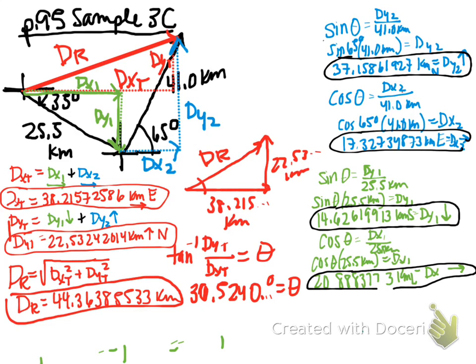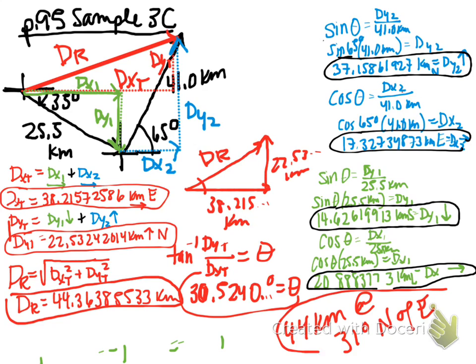Okay, so the magnitude of the angle is 30.5204. What's the heading? North of east. Yeah, north of east. So our final answer, and we only have 2 sig figs, would be 44 kilometers at 31 degrees north of east. Okay? Took 40 minutes.